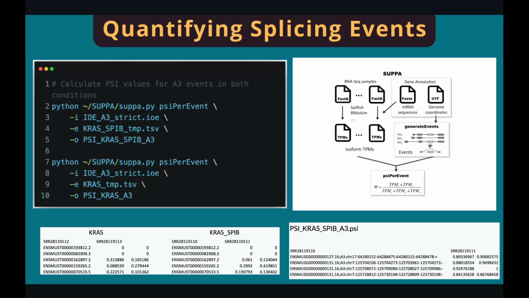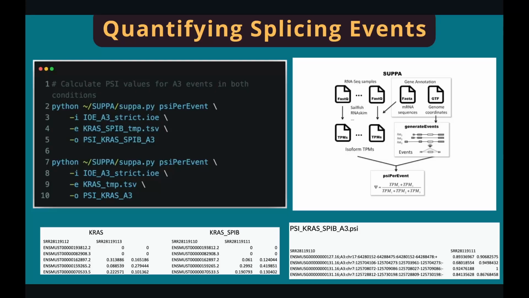So our second step is to quantify the splicing events. So here we call Python. Here we quantify the A3 events only, for example. So you can do the same thing for all other splicing events. So we call Python, specify the suppa.py path, call the psiPerEvent function to quantify the events. -i is the IOE file we just made here. We want to look at the A3 events.